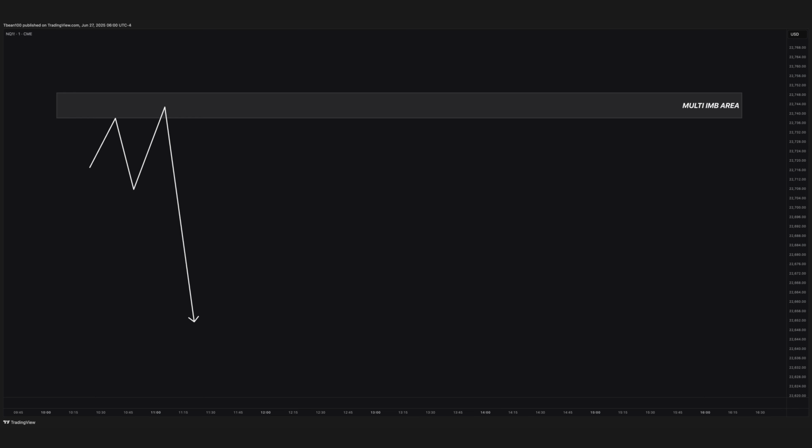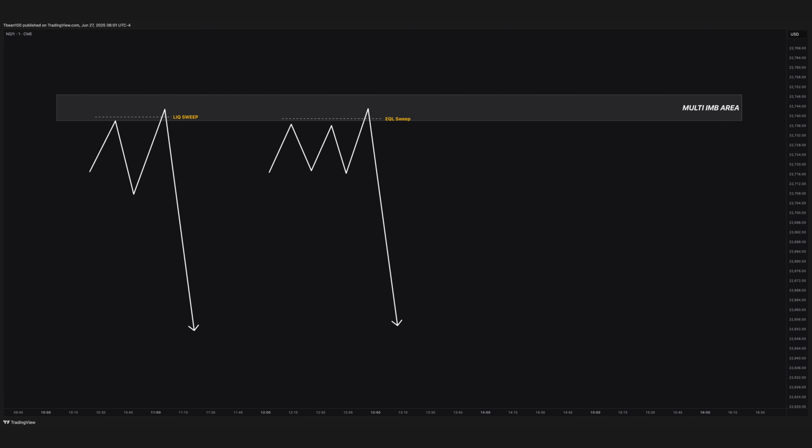What can we exactly see here? What is really possible? The most basic form is this. In the multi-imbalance area, price sweeps the inner liquidity and crashes suddenly. This is a simple form. The stronger version is the equal highs or lows version. Price creates these perfect equal levels right around the multi-imbalances and sweeps them before the big movement.